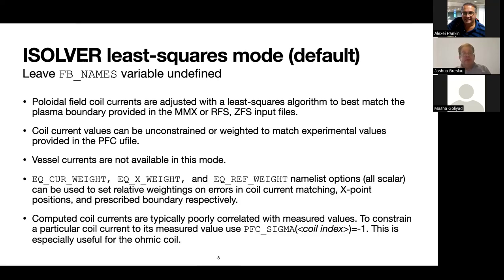So the EQ_cur_weight, EQ_x_weight, and EQ_ref_weight are namelist options that can set relative weightings on errors in the current matching, X points and boundary in this mode. And typically the computed coil currents in least squares mode are not that well correlated with the measured values, but you can constrain them to a measured value with the PFC_sigma variable, which is a vector, one for each coil index, and set that to -1. And that can be especially useful if you want the ohmic coil current, for example, to match the experiment.